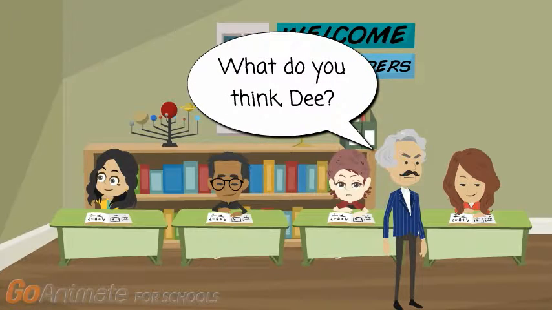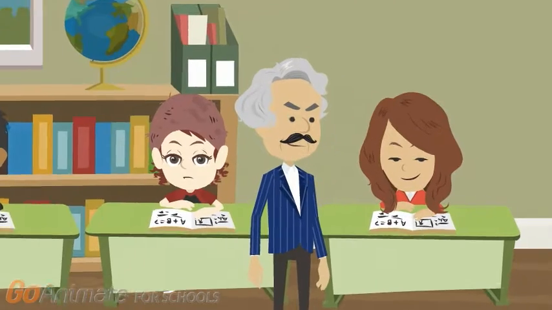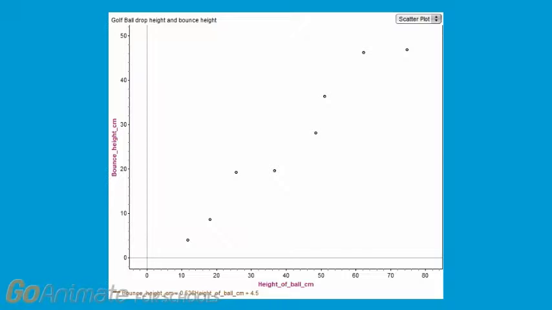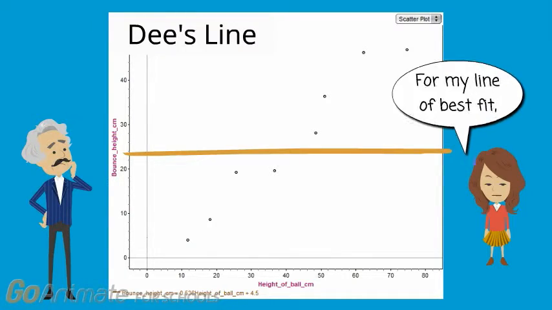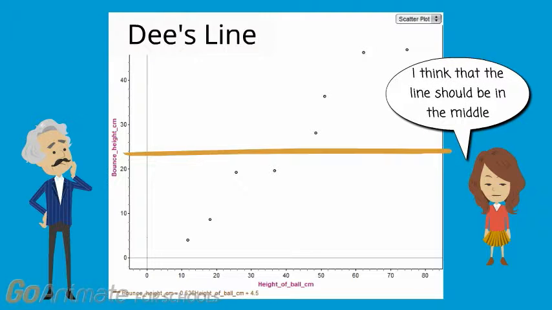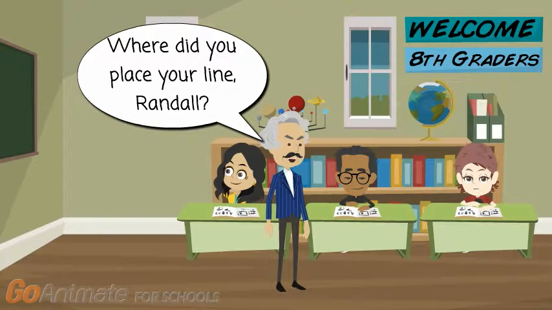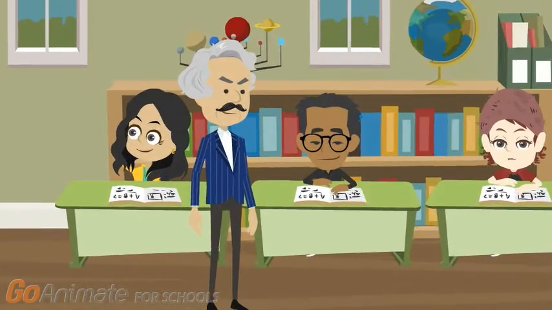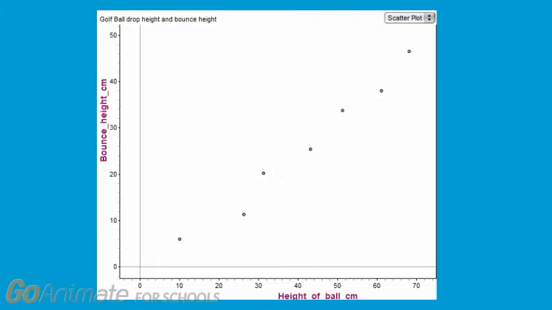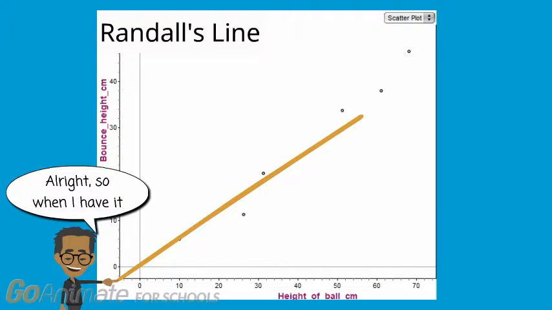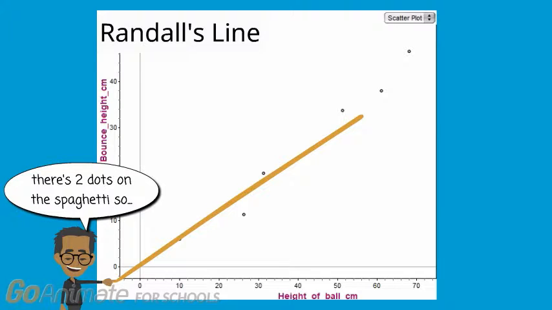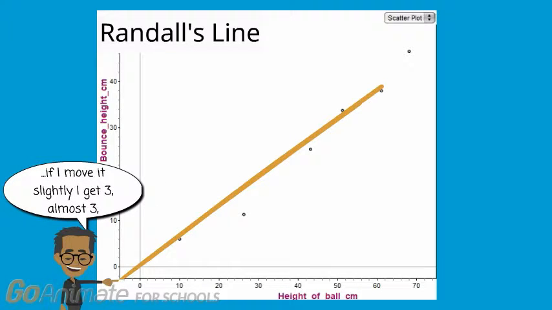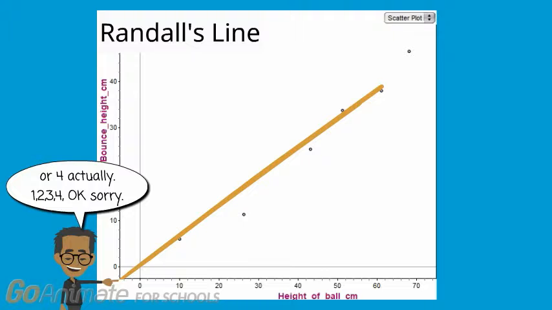What do you think, Dee? For my line of best fit, I think that the line should be in the middle of the highest and lowest points, because that's like the average. Where did you place your line, Randall? Alright, so when I have it, there's 2 dots on the spaghetti. So, if I move it slightly, I get 3, almost 3, or 4 actually. 1, 2, 3, 4. Oh, okay, sorry.